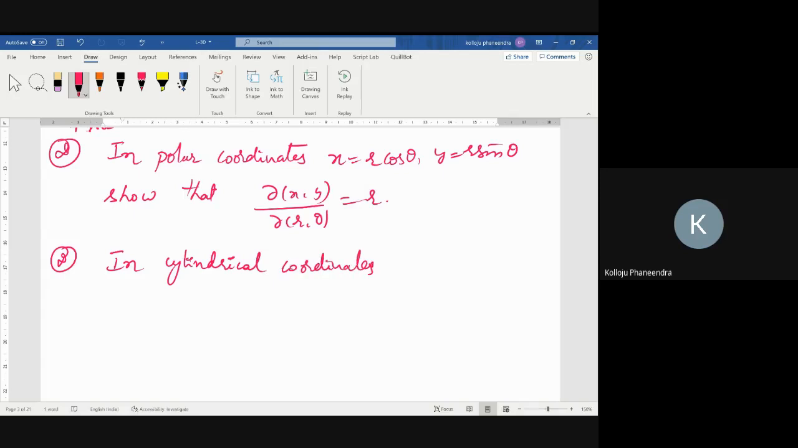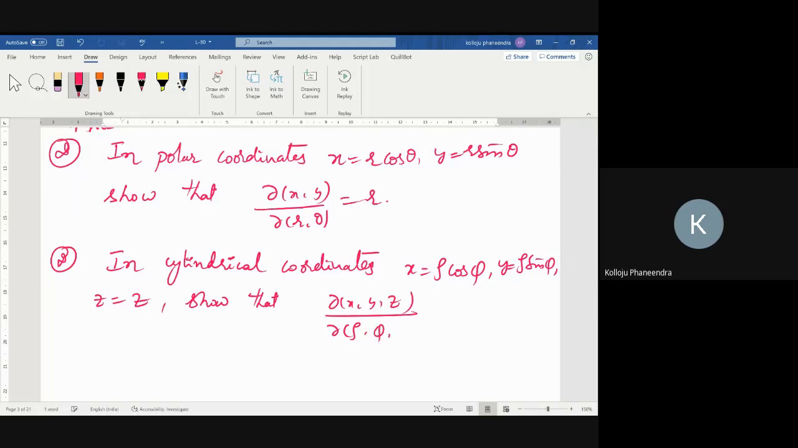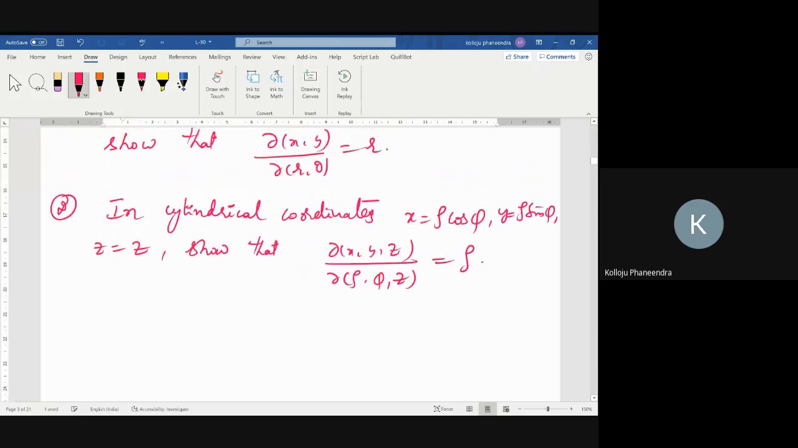In cylindrical coordinates, you know what the cylindrical coordinates are? x equals rho cos phi, y equals rho sin phi, and z equals z. Show that ∂(x,y,z) over ∂(rho,phi,z), the new variables, has value rho. I think you also try this. Okay, I will tell this one; the next one I will give as an assignment.